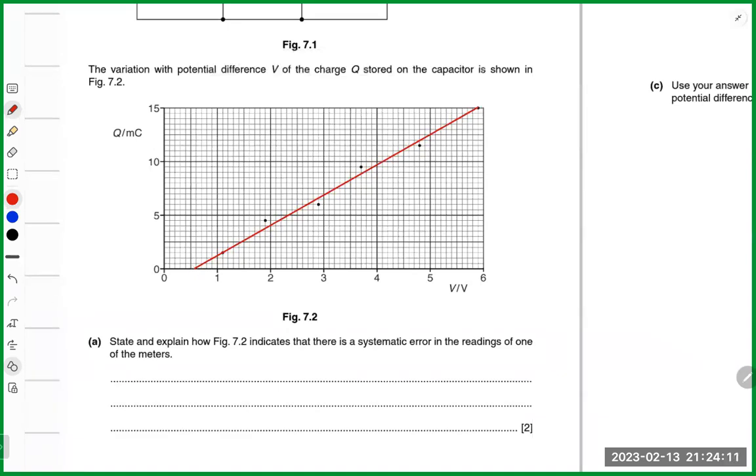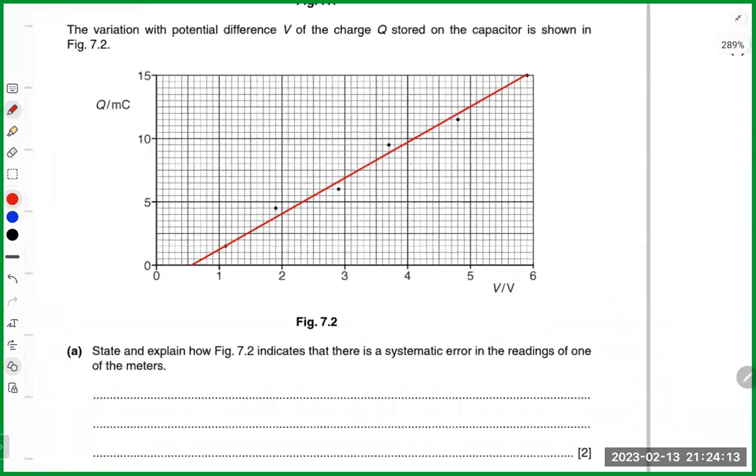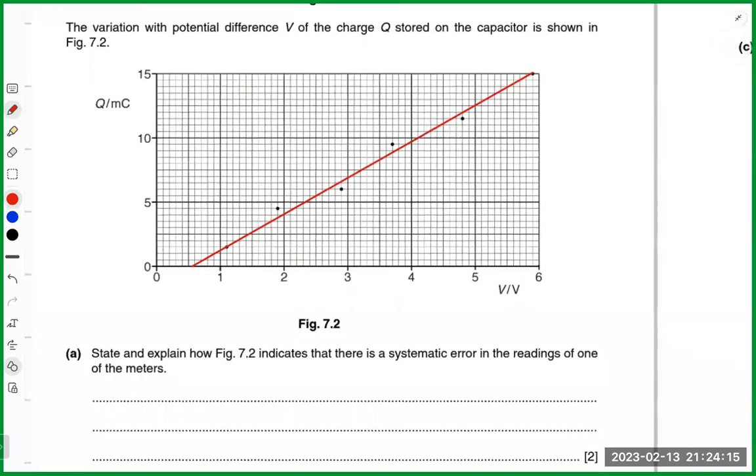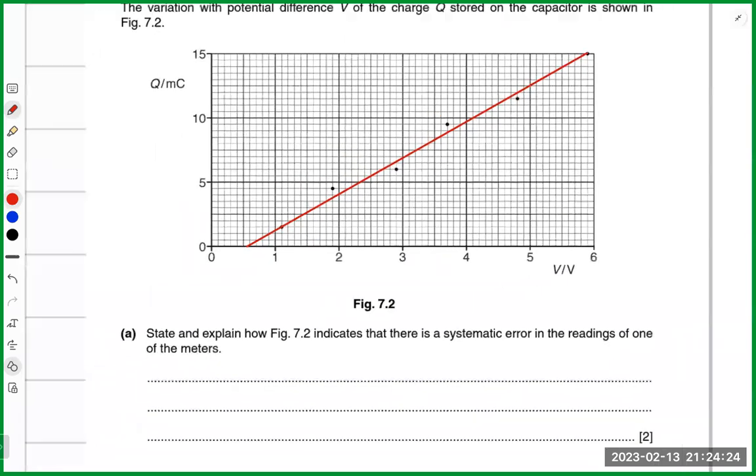Okay. So this is a best fit diagram. Why is it a best fit diagram? Because two of the points are on the line, two of the points are above the line, and two of the points are below the line. So this is a perfect best fit line.